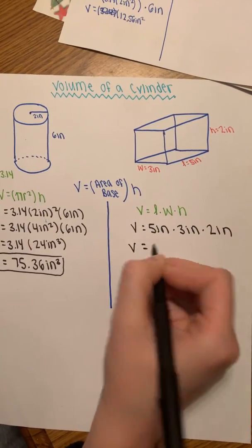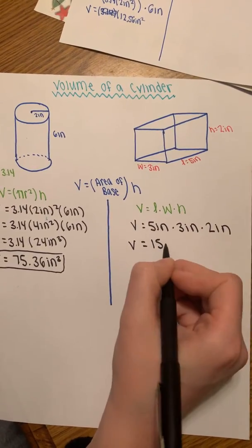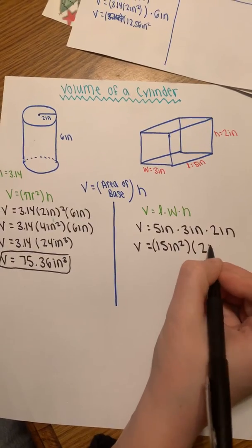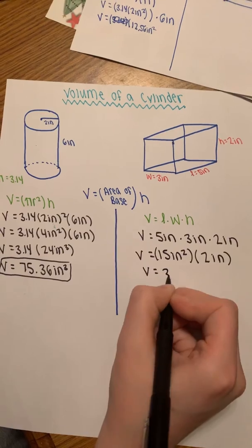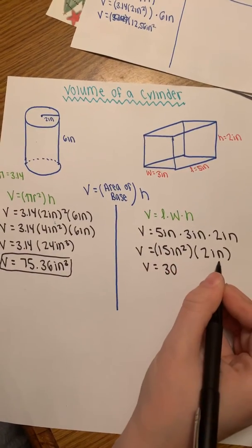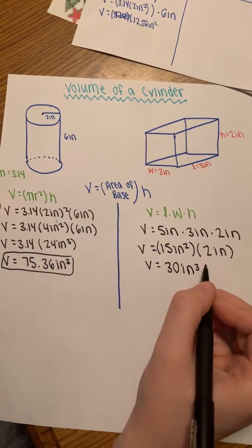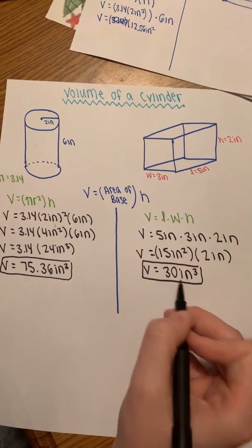So we have a volume equals 5 times 3 is 15, and inches multiplied by inches is inches squared. And now we're left with the 2 inches. So 15 times 2 is 30, and inches squared multiplied by inches is inches cubed. So for the square, our final answer is volume equals 30 inches cubed.